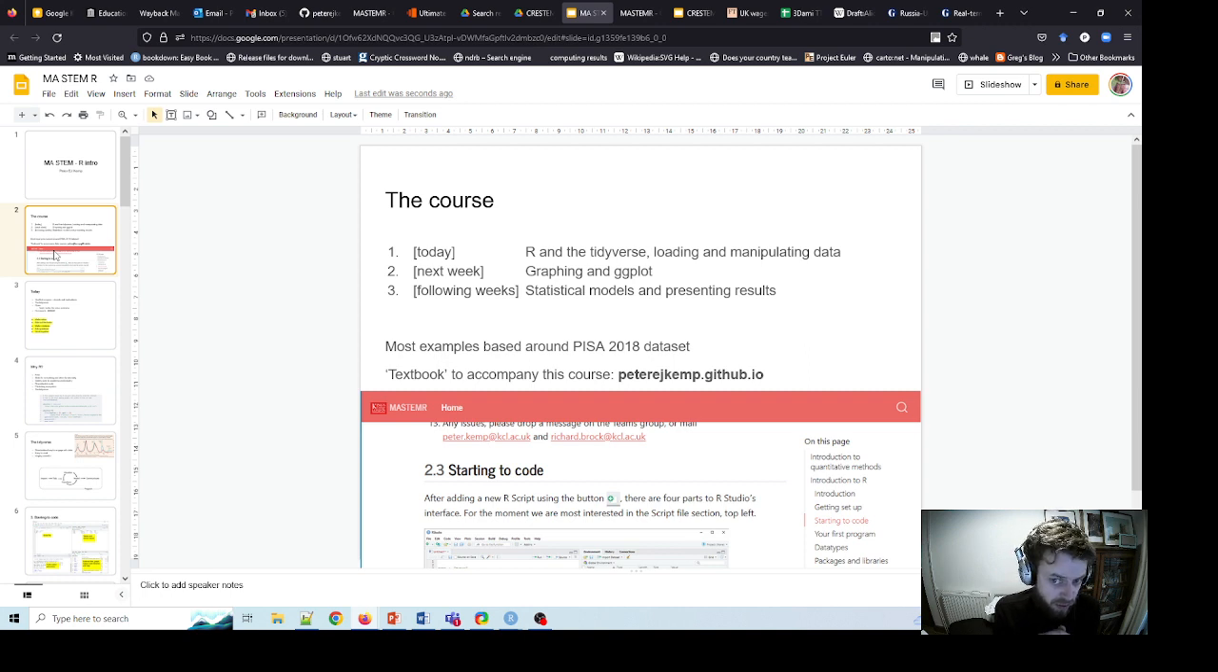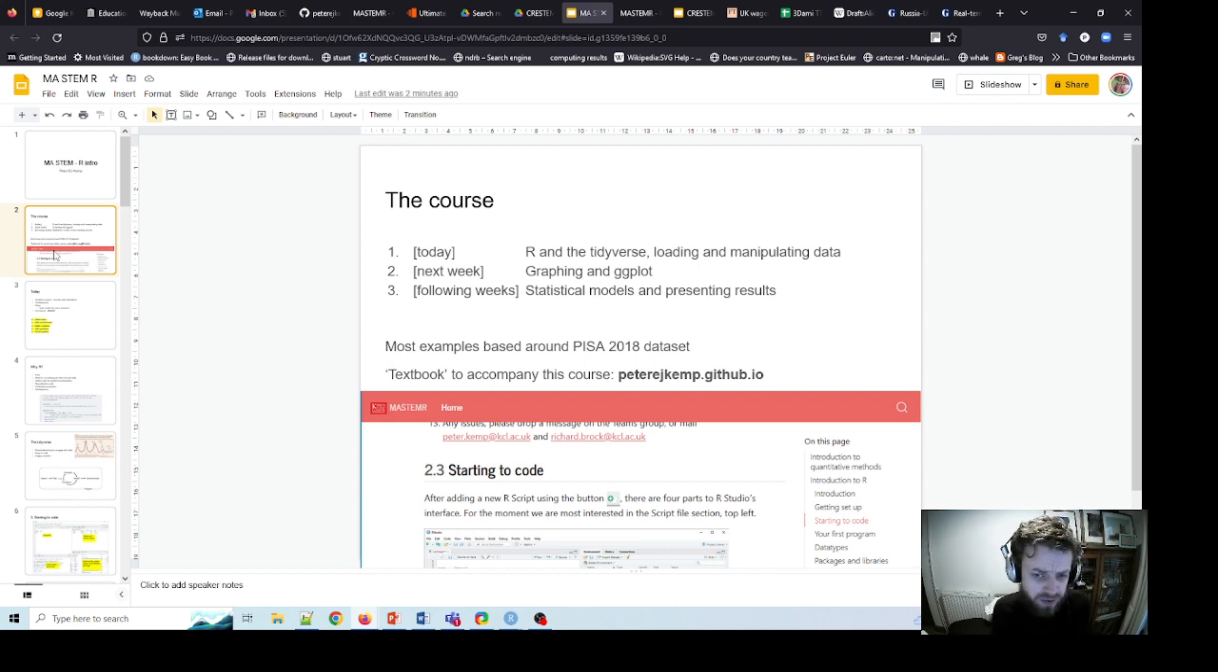Next week, you're going to be looking at graphing and something called ggplot, which makes, I suppose, industry standard graphs. And then in the following weeks, you're going to be looking at different statistical models and then looking at how to present the results. And as I said, we're focusing mostly on the PISA dataset. We're talking here about a dataset with about 650,000 entries, and you're going to be trying to explore this dataset internationally and trying to replicate some of the STEM academic research that you may have been reading.